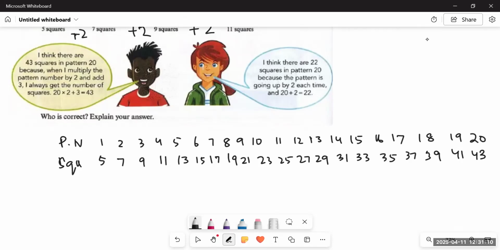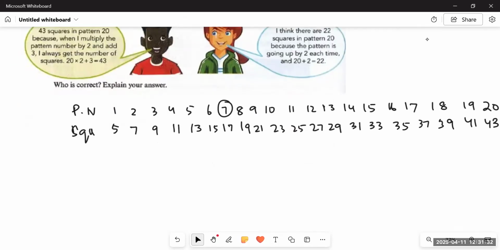And if we check his method, which method he used, he said that when I multiply the pattern number by 2, he's talking not specifically about any one pattern number. He is talking in general that whenever he picks up a pattern number, like he takes 7, multiplies it by 2, and then adds 3 into it, I always get the number of squares. So what does it mean? Let's say 7 twos are 14, 14 plus 3 is equal to 17.